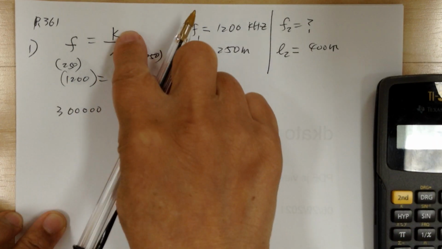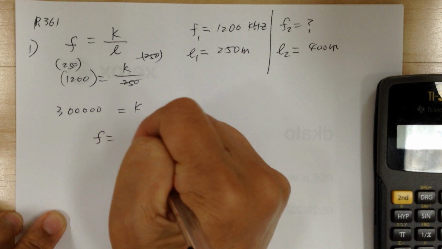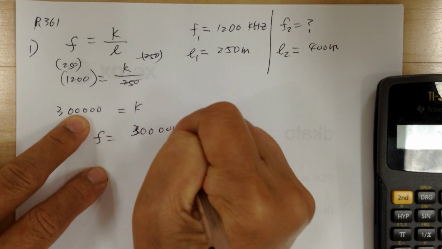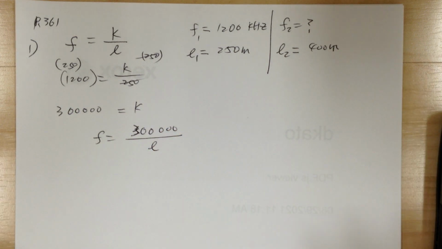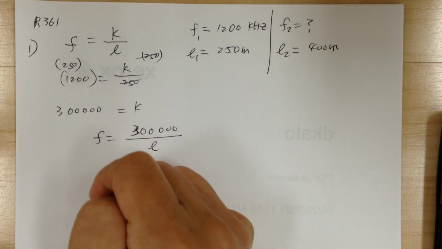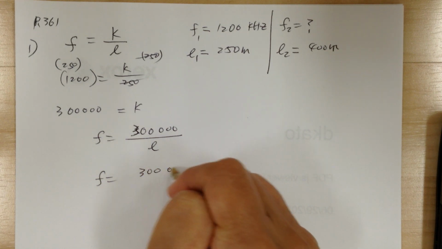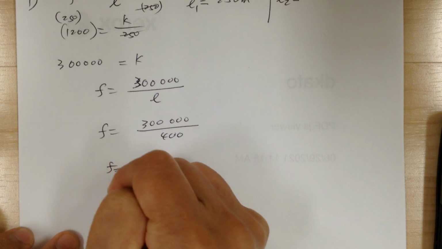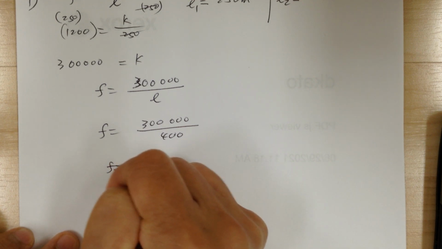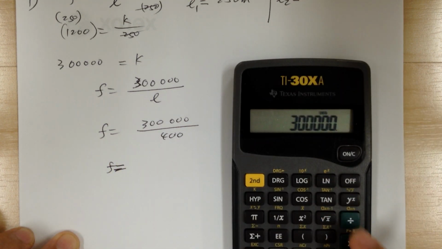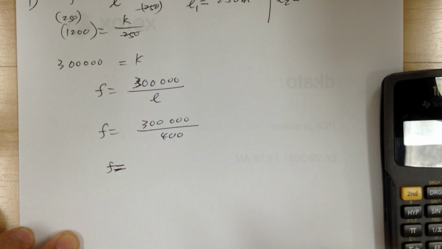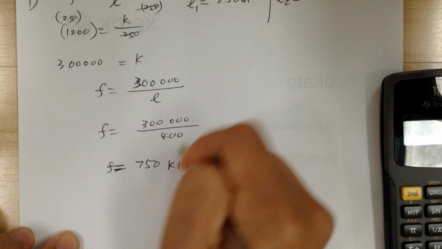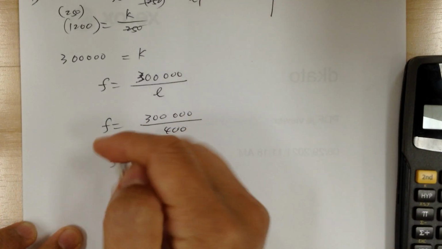Okay, so once you do that, you update your equation. So F equal to 300,000 over L. Okay, now you can go and use this equation to solve. So F equal to 300,000 over 400. So F will equal, so divided by 400, equal to 750 kilohertz. Okay, again, the label should be the same.